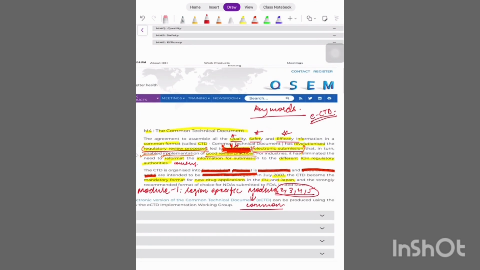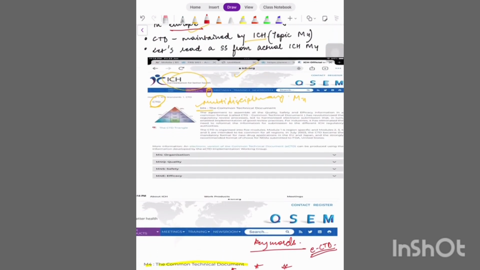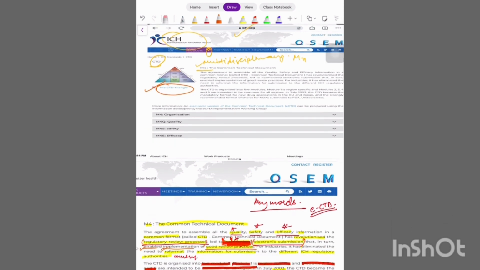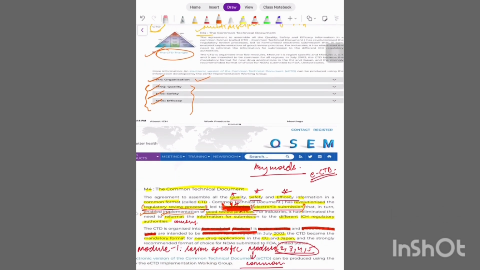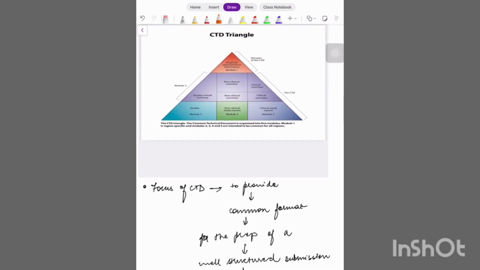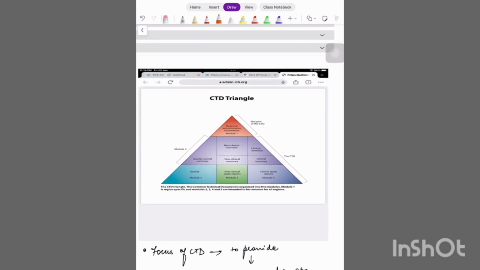So now they had something known as electronic version of the common technical document can be produced using the eCTD implement. Okay, so they had, if I could go here, yeah. So they had written here the CTD triangle. There was a PDF there, so I downloaded. You want to read it in detail, you can also open these 3, especially these 3 organizations, you can open and read. ICH is very easy to download also, so you can save it and read it whenever you are free. So this is known as CTD triangle.